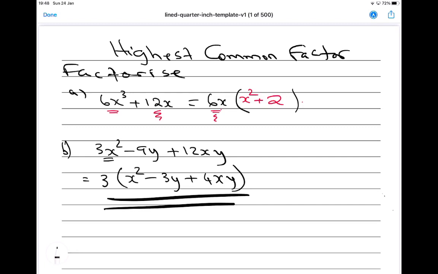If you want to check your answers, you can use distribution. Remember, this is just the reverse of distribution. So if you multiply the 3 into the bracket, you should get back to your original expression.